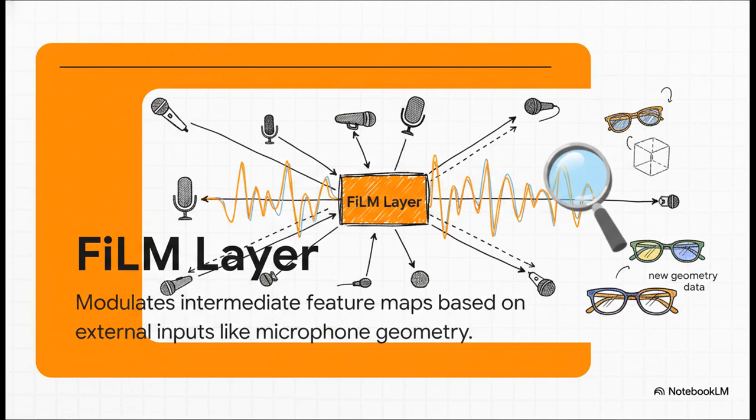Instead of hardwiring the exact mic positions deep into the neural network, the FiLM layer takes an external input that says, hey, here's exactly where the microphones are right now. Then, it uses that spatial data to actually tweak or modulate the AI's internal processing in real time. It's such a clever way to detach the software's listening ability from the physical hardware.